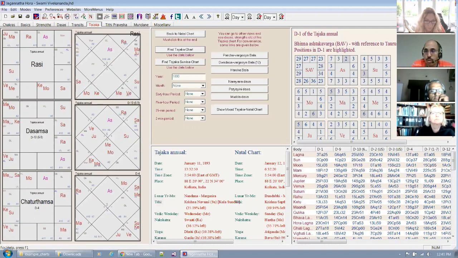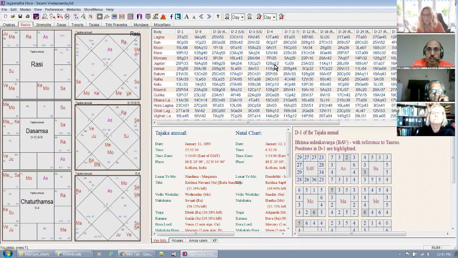So how is Jupiter in the D4 chart? In D4, Jupiter is at 12 degrees Sagittarius. So the Lagna Lord Venus, where is he? He is at 12 degrees Sagittarius too. So Lagna Lord Venus and the 8th Lord Jupiter are together in the 8th house of instability. So what does this show? This is a Duryoga.